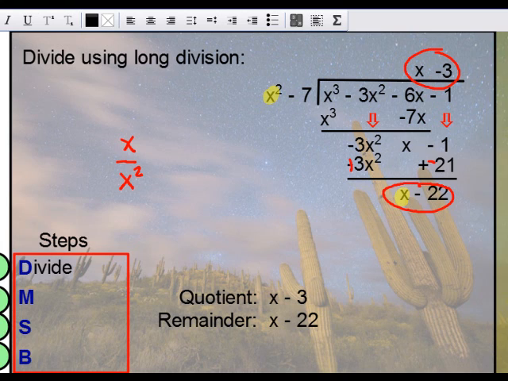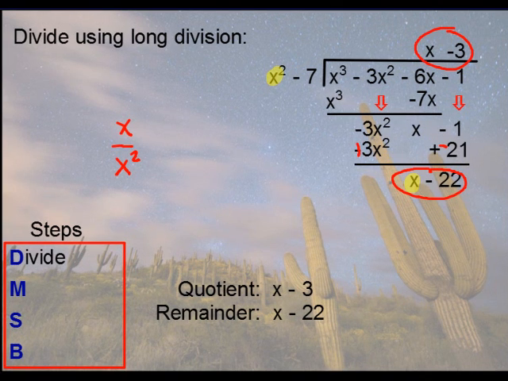You'll get a little bit of debate on this. There will be those who will think that the quotient is x minus 3, and then what they'll want to do is they'll want to tack on the x minus 22 and put that over what you originally divided by, which was x squared minus 7. Some textbooks will have it one way, other textbooks will have it the other way. For our purposes, this is good enough.